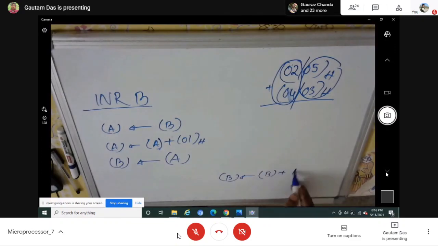I am writing the outcome only, but this operation will internally be performed in this manner. Internally the content of B will be moved into the accumulator. There only this arithmetic increment operation will be performed. After performing this, whatever the result is will again be shifted to B. That is basically INR B equal to B plus 1. So this operation will be done internally.